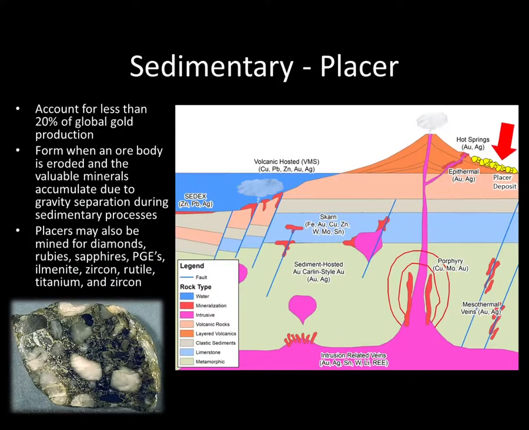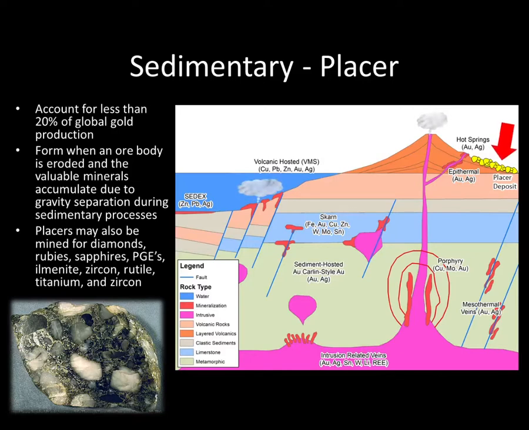Now we will move on to deposits that fall into the sedimentary category. The first sedimentary deposit type we will discuss are placer deposits. The most well-known type of placer deposit is placer gold. This is the type of deposit that fueled the gold rushes to California, the Yukon, and to Australia. Less than 20% of the world's gold is obtained from placer gold deposits.